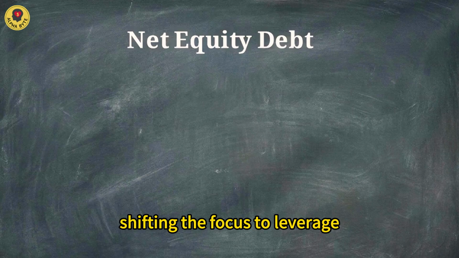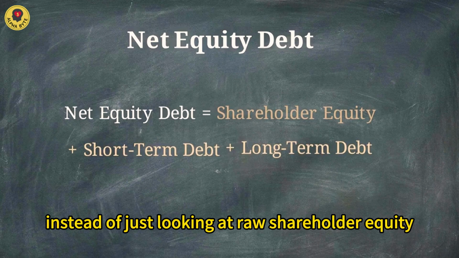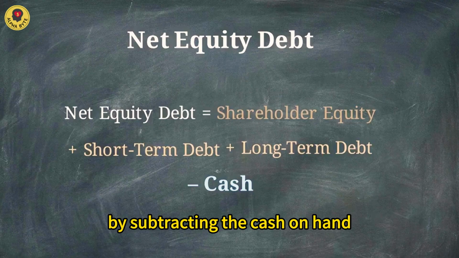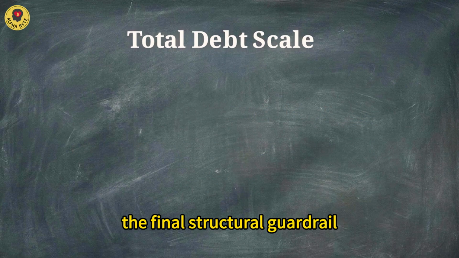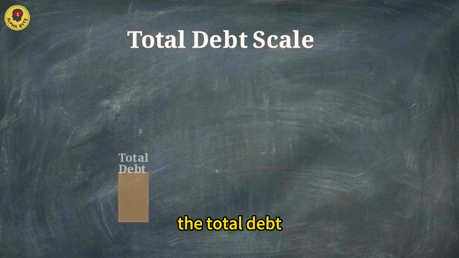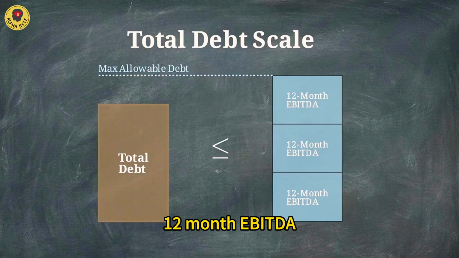Shifting the focus to leverage, we calculate net equity debt. Instead of just looking at raw shareholder equity, this formula adds short-term and long-term debt, and then ensures accuracy by subtracting the cash on hand. The final structural guardrail applies to the scale of the debt itself. The total debt must remain strictly below 3 times the trailing 12-month EBITDA.